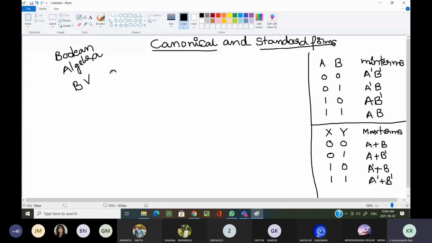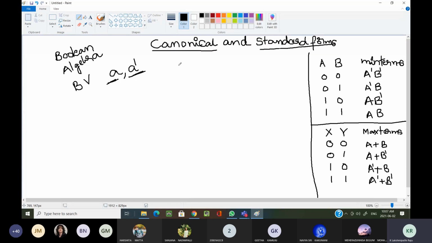Every Boolean variable, whether it is small a, capital A, or whatever the variable name may be, has two forms. One is its normal form, the second one is its complemented form. Every Boolean variable has these two types of forms. Now, here is how we define these canonical and standard forms.